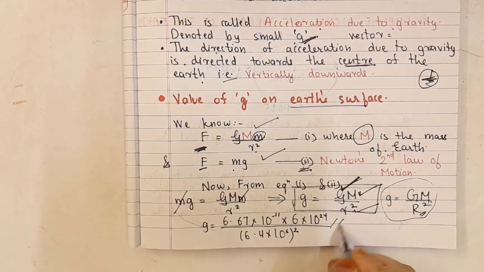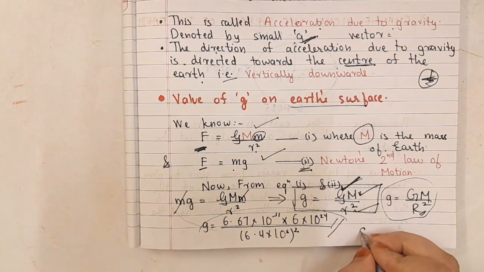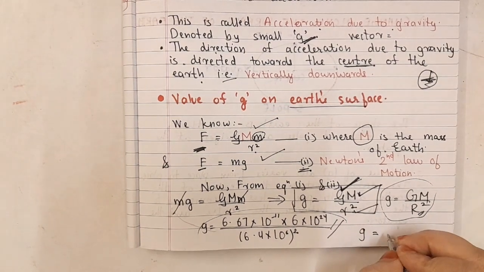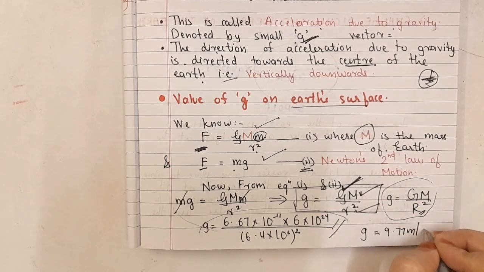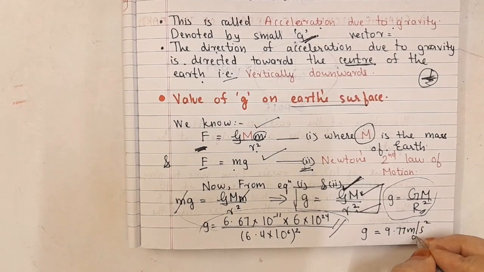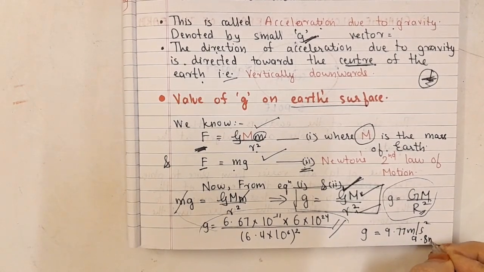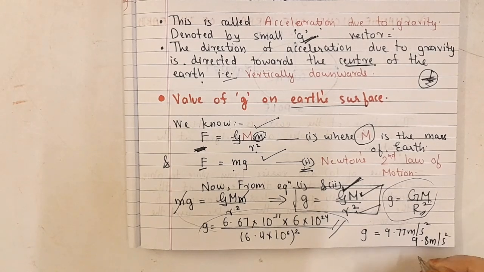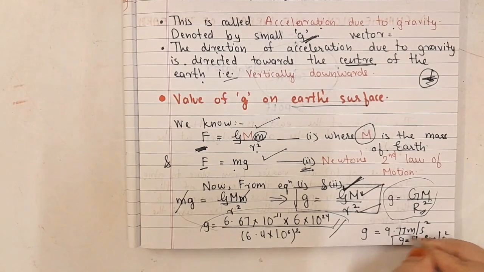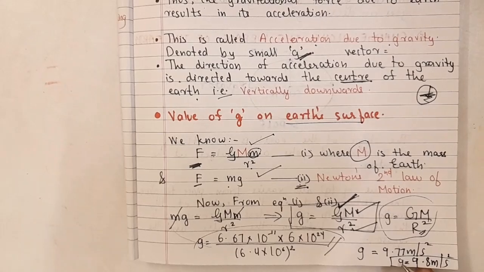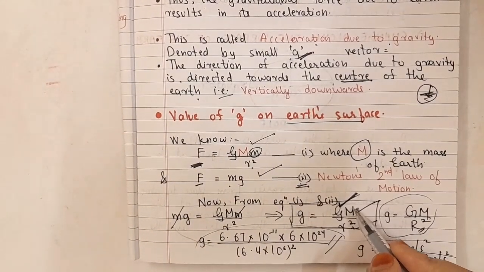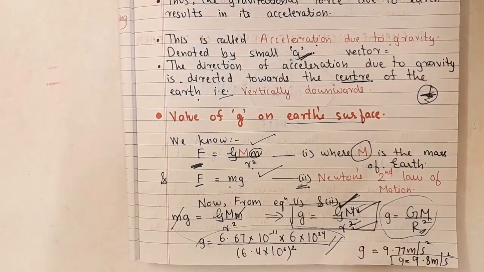Okay, so students, after calculating all these terms, we will get the value of g as 9.77 meter per second square, which is approximately equal to 9.8 meter per second square. Okay, so this is the acceleration due to gravity value on the surface of the Earth, which is 9.8 meter per second square. Okay students, so this value of g depends on the mass and radius of the Earth.